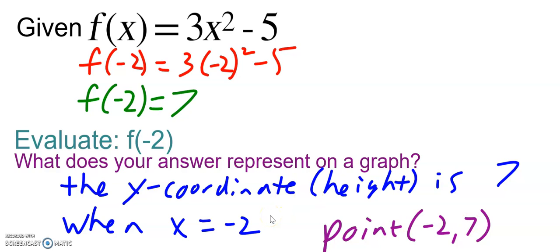Now you might be asking yourself, well, why are we doing that? That's not what you said this lesson was about. Well, it kind of is a big part of this lesson also. So we want to make sure we recall what it means when we see this notation f of negative 2, and also what this represents graphically as an answer.